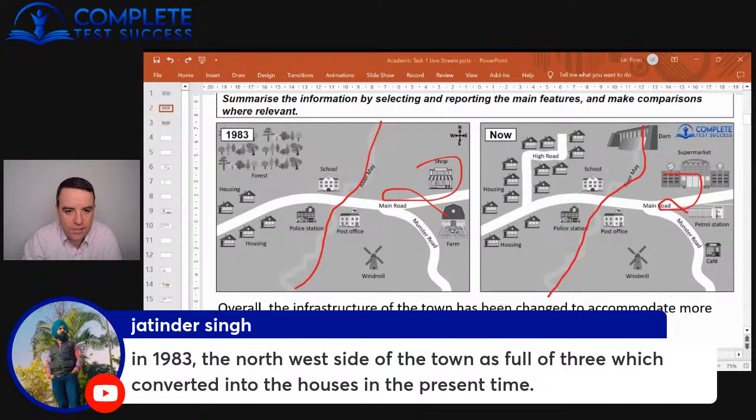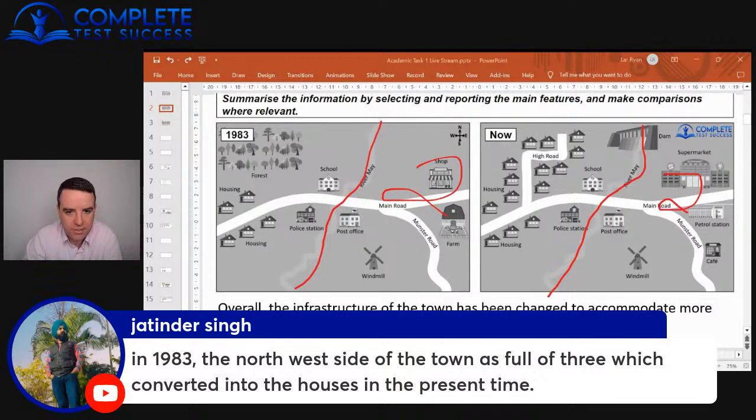Jatinder: in 1983, the northwest side of the town was full of trees, which converted into houses in the present time. Okay, so you've spelled the word tree incorrectly, but it's okay to use the vocabulary on the map.